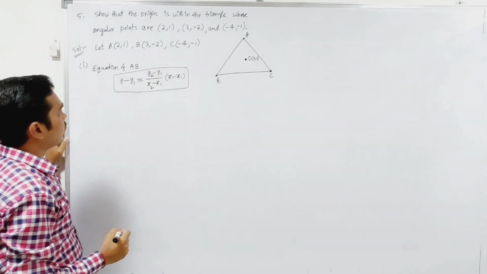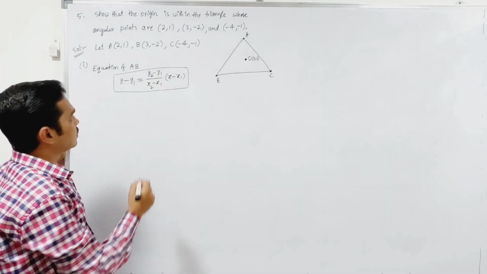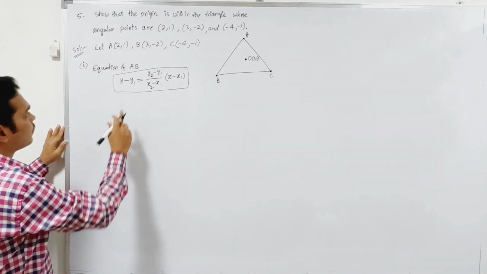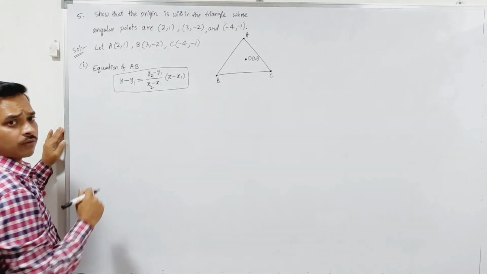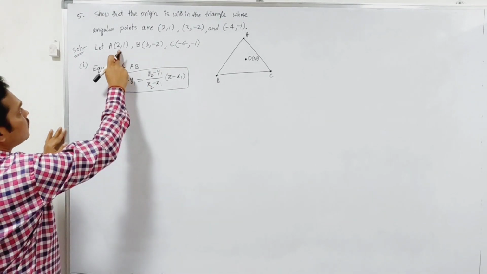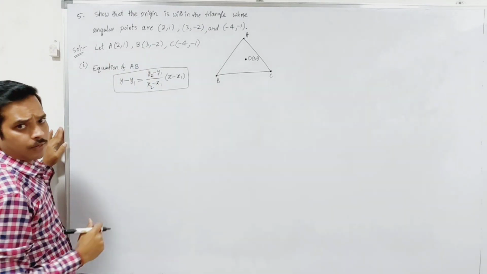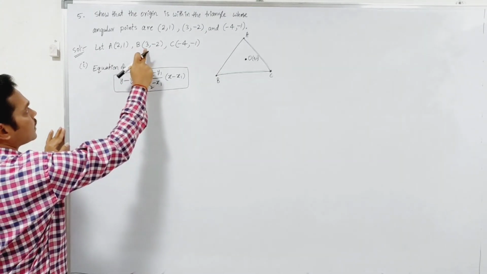y minus y1 equals (y2 minus y1) by (x2 minus x1) of (x minus x1). By using this formula, we can get the equation of AB. Here A is the first point, B is the second point. This is x1, y1, this is x2, y2.